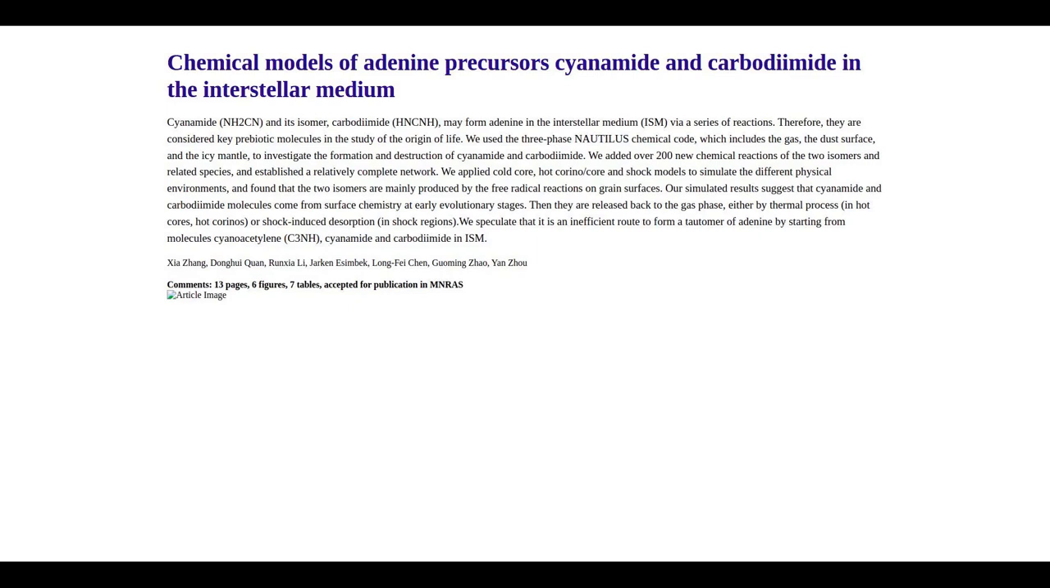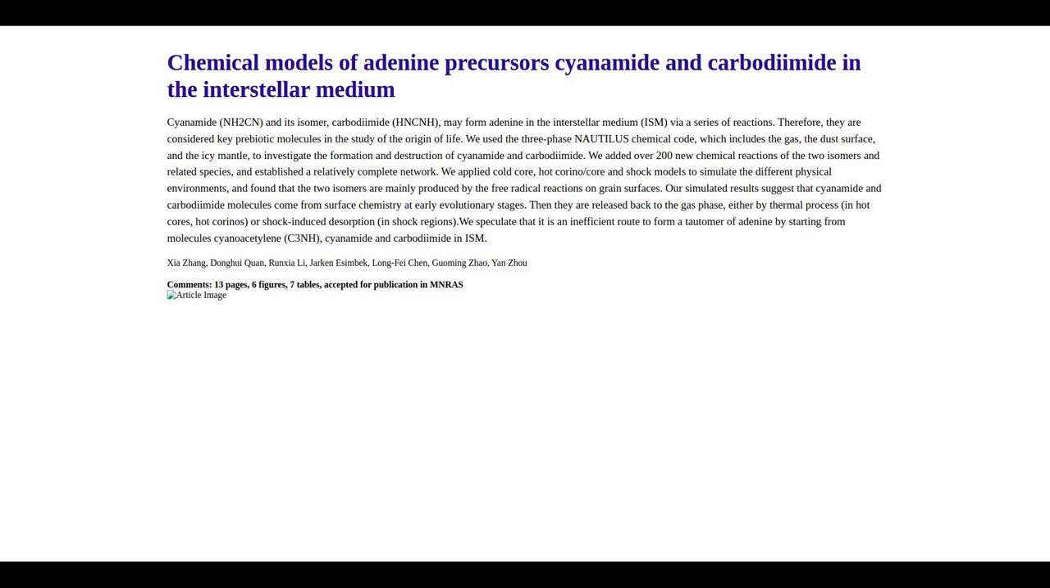Next article. Chemical models of adenine precursors cyanamide and carbodiimide in the interstellar medium. Cyanamide and its isomer, carbodiimide, may form adenine in the interstellar medium via a series of reactions. Therefore, they are considered key prebiotic molecules in the study of the origin of life. We used the three-phase Nautilus chemical code, which includes the gas, the dust surface, and the icy mantle, to investigate the formation and destruction of cyanamide and carbodiimide.